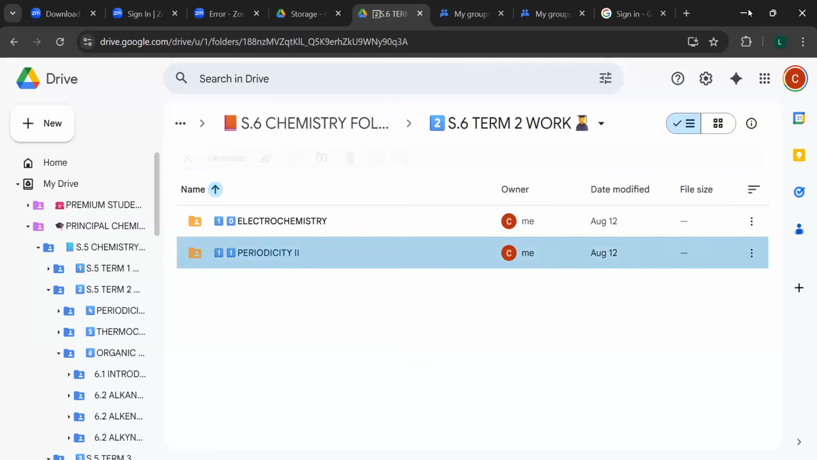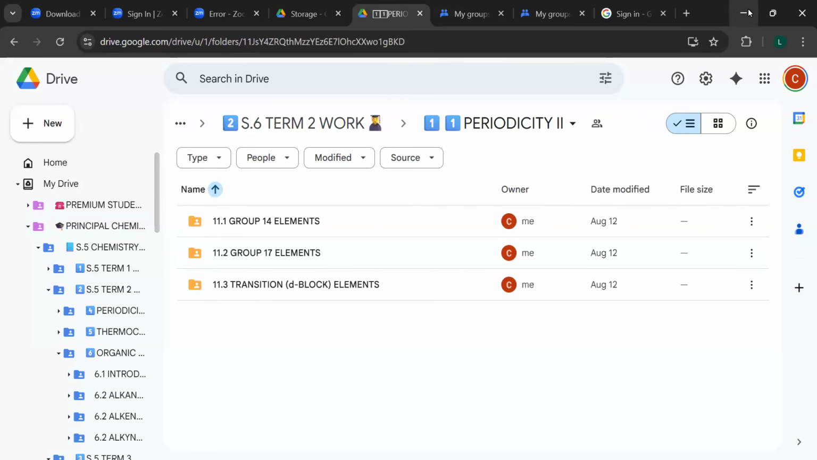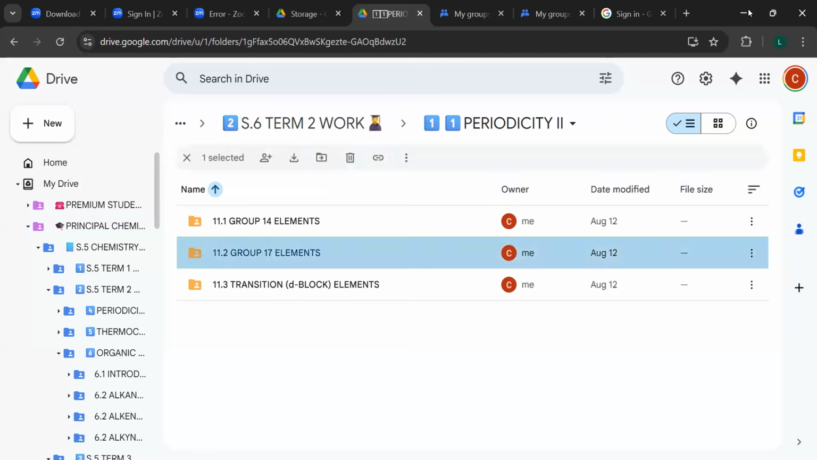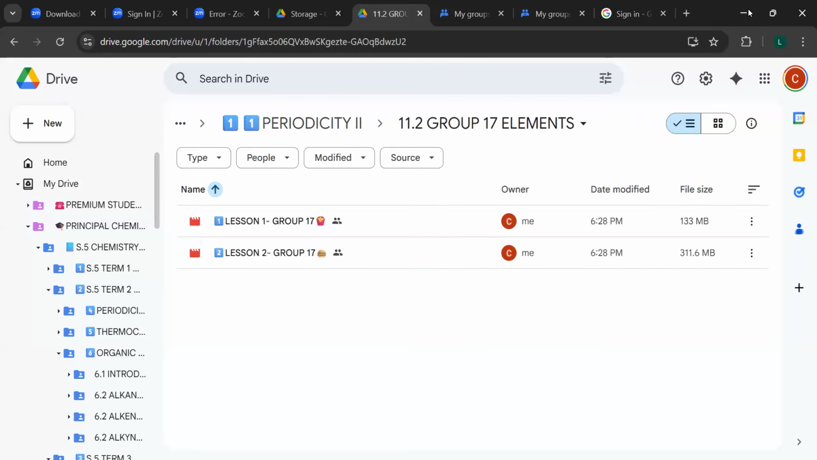And to make matters worse, also periodicity 2, I covered for you the work of group 14. The work is there, 4 lessons. You also have group 17. You can see 2 lessons ready for you. But I'll tell you more about that when I'm teaching in organic chemistry. I don't know if it is tomorrow or Wednesday.